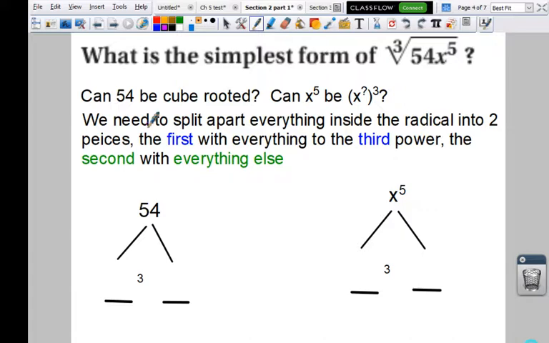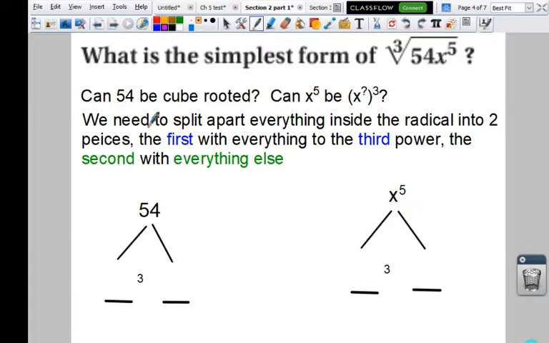So we can't plug in 54 and take a cube root without getting a decimal. So, what about x to the 5th? Can I split apart x to the 5th to be something in parentheses, an x with some exponent to the 3rd, and still equal x to the 5th? No, not without getting a decimal.